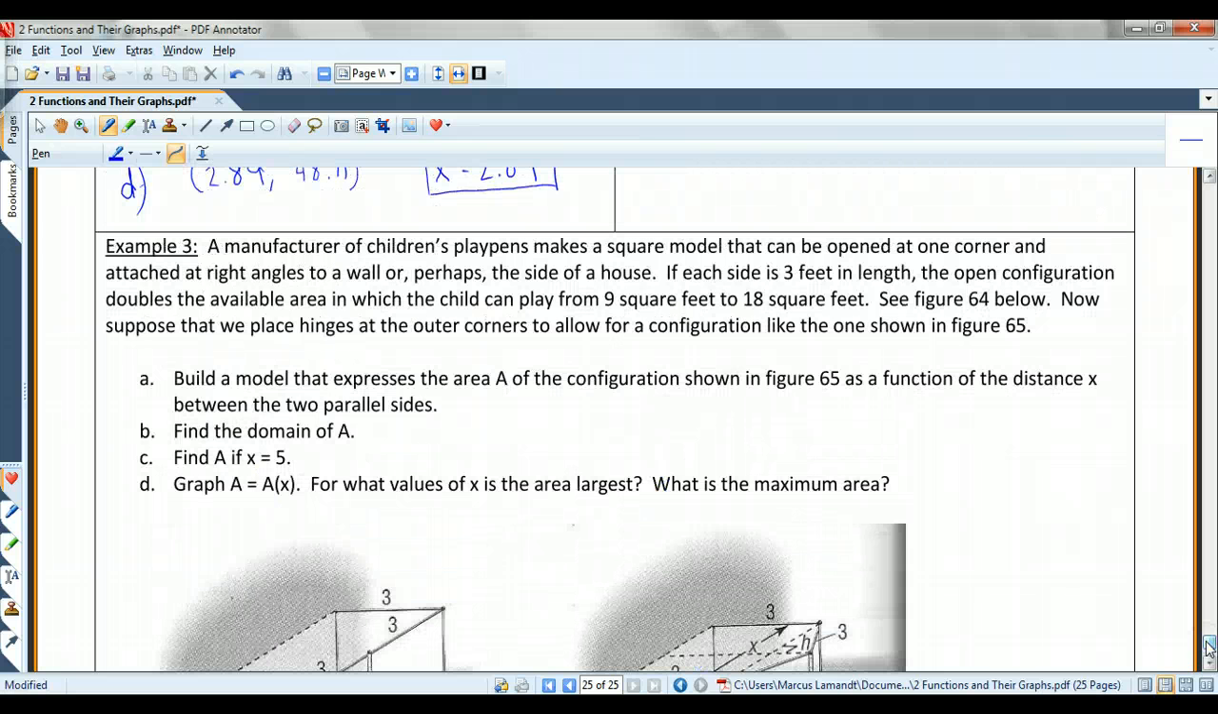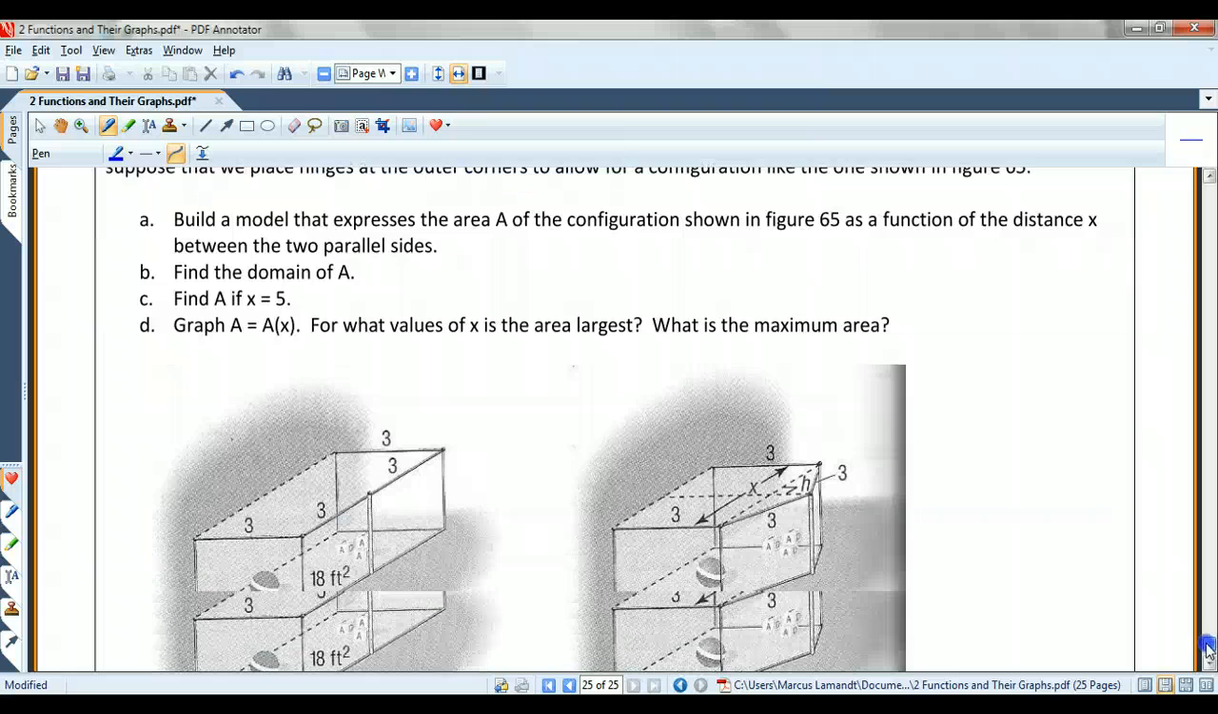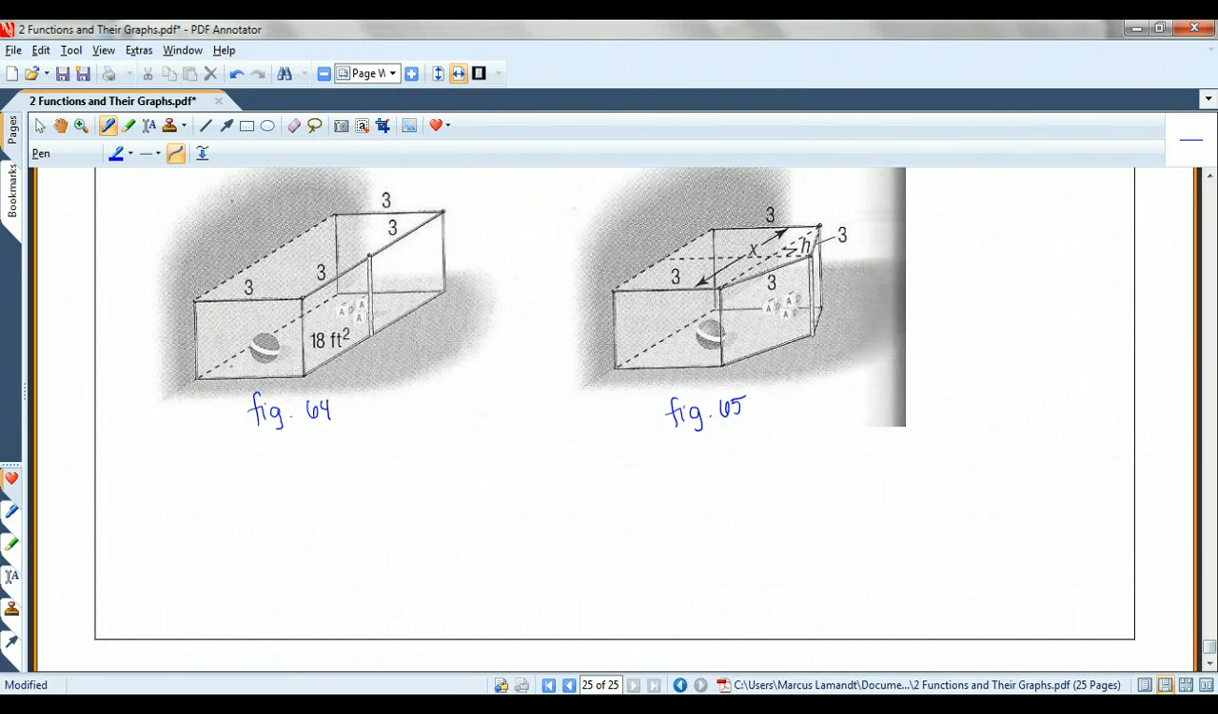Now suppose that we place the hinges at the outer corners to allow for a configuration like the one shown in figure 65. Build a model that expresses the area A of the configuration shown in figure 65 as a function of the distance x between two parallel sides. Alright, let's do that first.